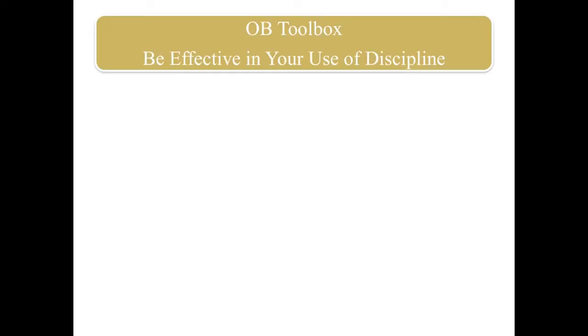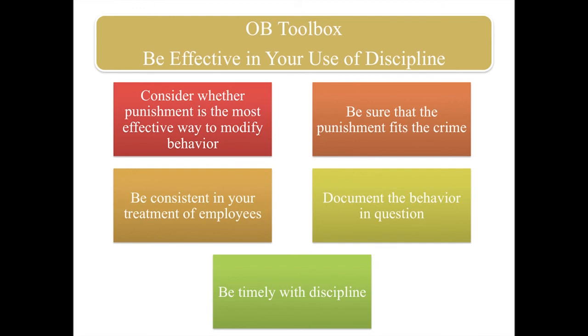Another OB toolbox that I want to share with you is how to be effective in your use of discipline. Five factors to consider. Whether punishment is the most effective way to modify behavior. Make sure that the punishment fits the crime. Be consistent in your treatment of employees. Document the behavior in question, and be timely with discipline.